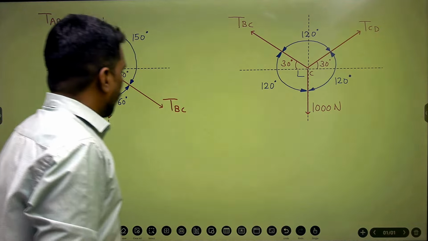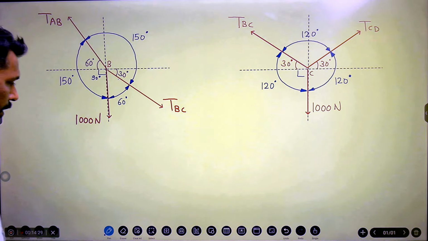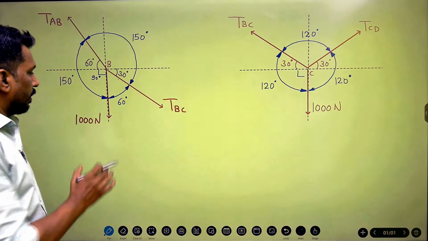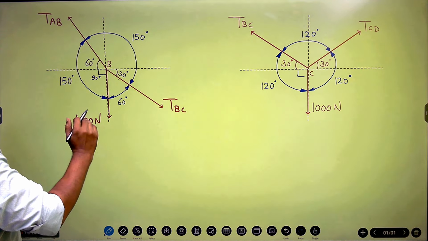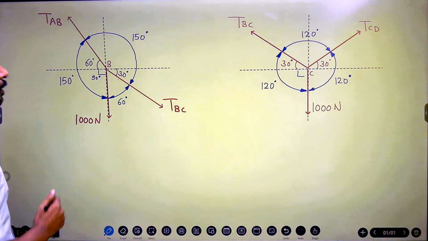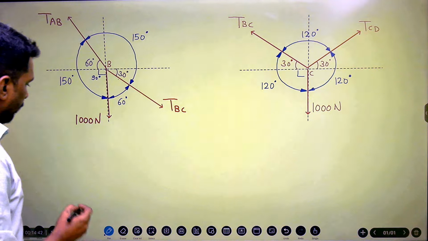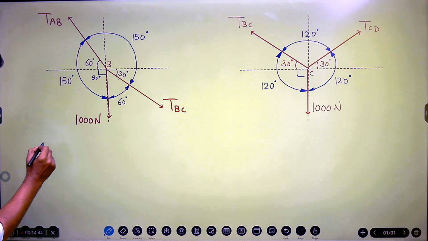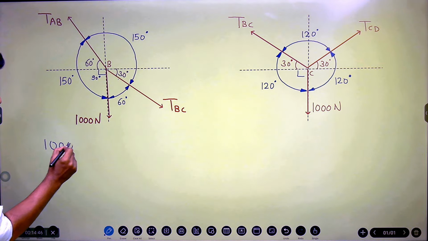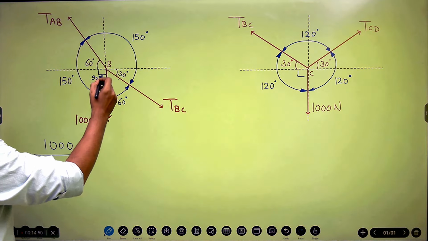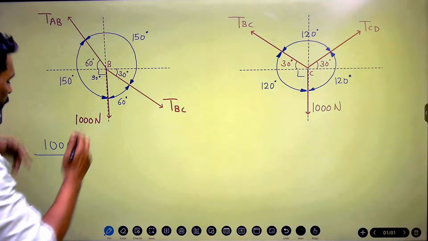Okay, now we'll apply Lami's theorem first at point B. According to Lami's theorem, if I consider the 1000 Newton force, then it is proportional to the sine of the angle between the other two forces. Let's start with the known force, so it becomes very easy to solve the problem. So 1000 divided by the sine of the angle between the other two forces. 1000 is the force, and for the remaining two forces, sine of 150.